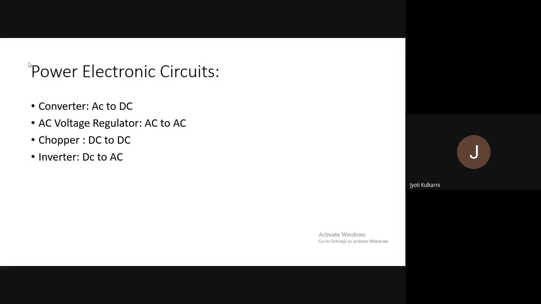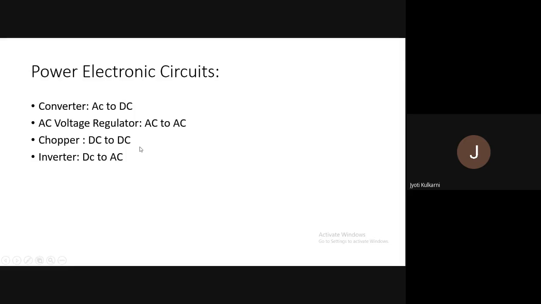Then the third application is chopper. What is chopper? Chopper is also giving me fixed DC to variable DC. See, now if you compare the first and second applications to each other, they have the same input. Converter input is AC, regulator input is also AC, but they have different output. Converter output is DC, whereas regulator output is variable AC. Now, if I compare the first and second applications to the third application, that is chopper, chopper input is DC, but converter and regulator have input AC. So what is chopper? Chopper gives fixed DC to variable DC.